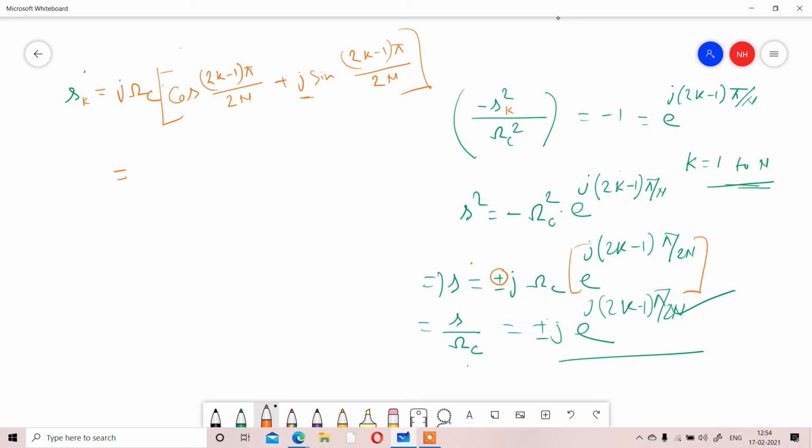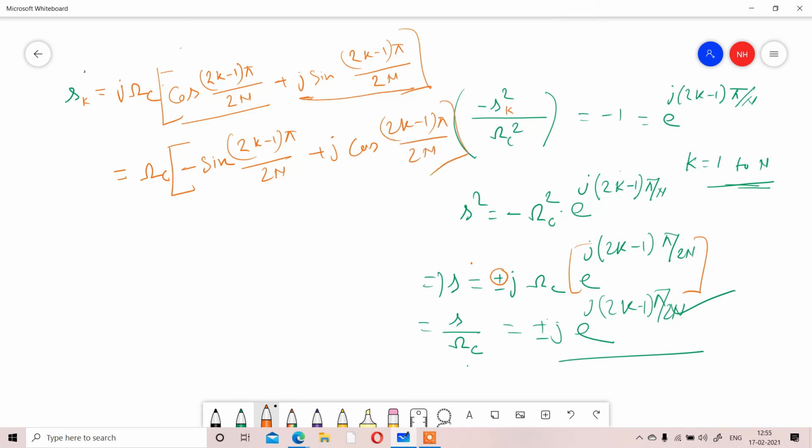Okay, so if we simply multiply j, that will be j square. So j square of sine of this means minus sine of that part will be your real part, and multiplying j, that will be your imaginary part. So I am writing the real part and imaginary part like that. Omega c times minus sine (2k minus 1) pi by 2n, that will be your real part, and then plus j cos (2k minus 1) pi by 2n, that will be your imaginary part.